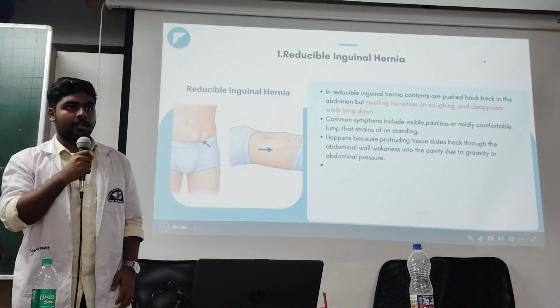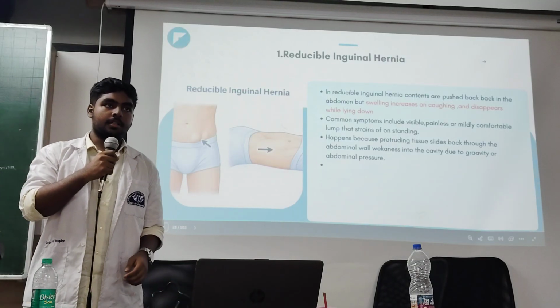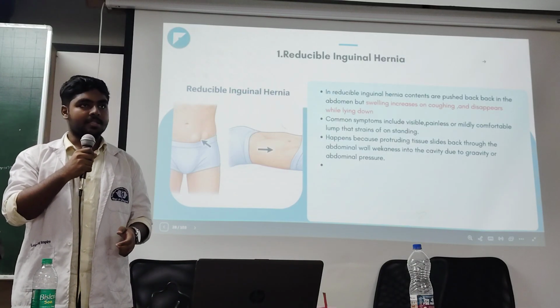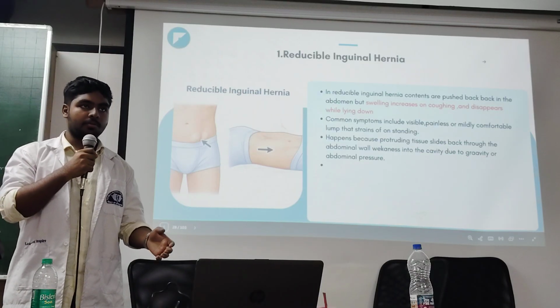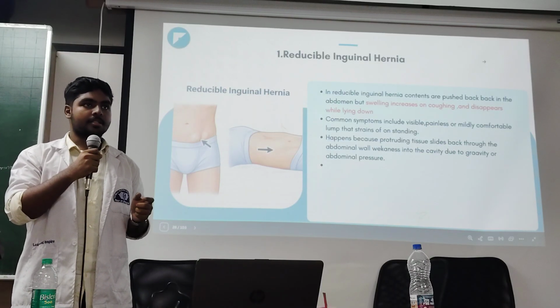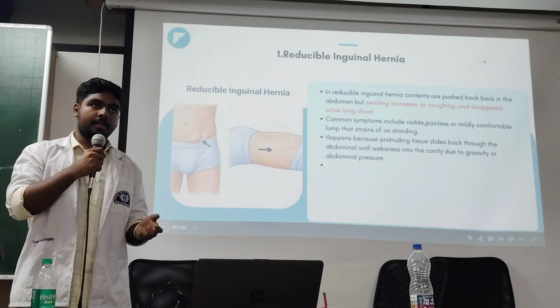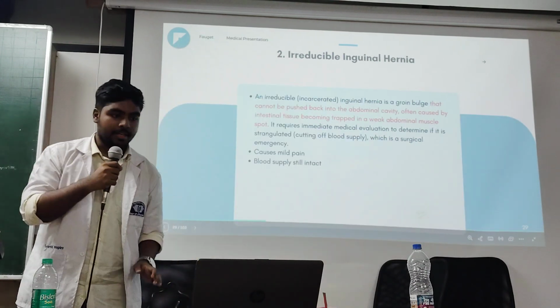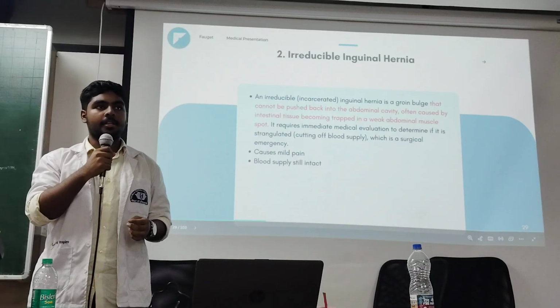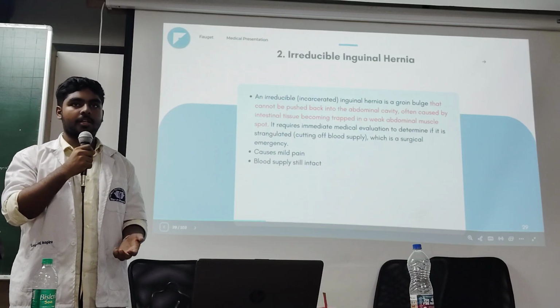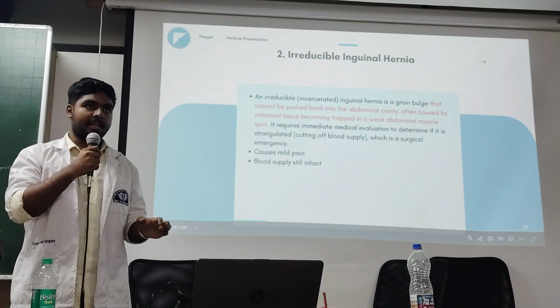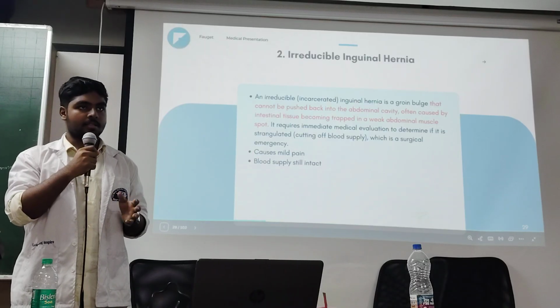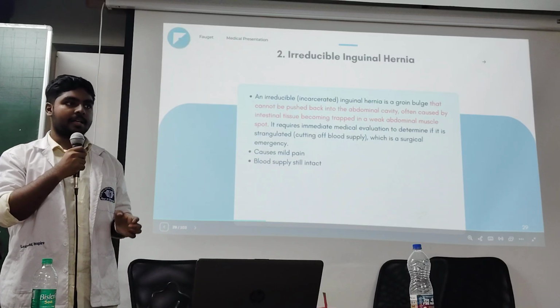First, reducible hernia. In this type of hernia, the swelling appears while standing, and it can be reduced by lying down or by applying pressure. Usually there is no pain, and the blood supply is intact. Second, irreducible hernia. In this hernia, the swelling does not reduce by lying down or by applying pressure. There might be slight discomfort, but the blood supply is still intact.